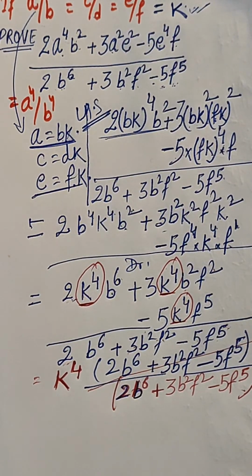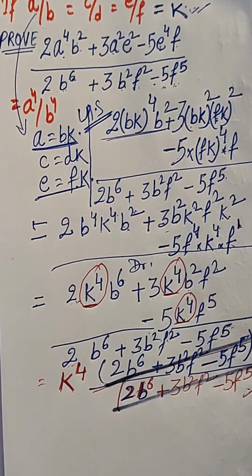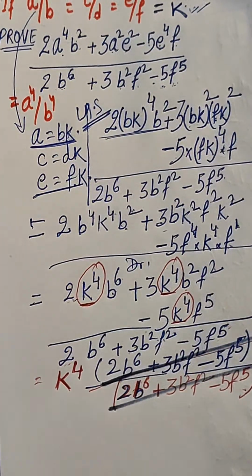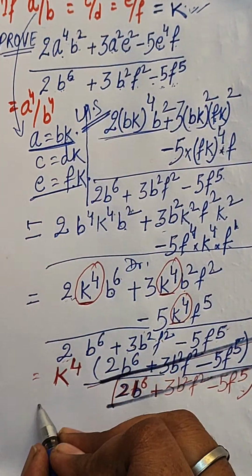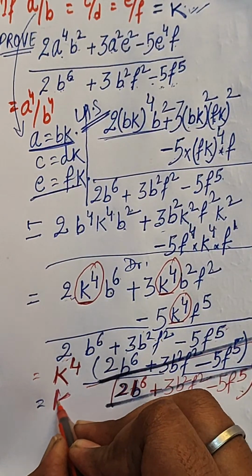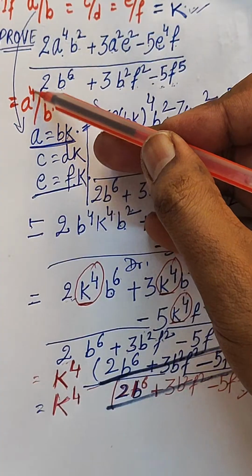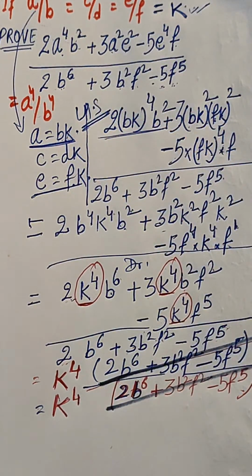We can just divide it and all this will be cancelled out. This will be cancelled out, right? And we are left with only k power 4. This is left, k power 4. But we need to prove that this is equal to a4 by b4, right?